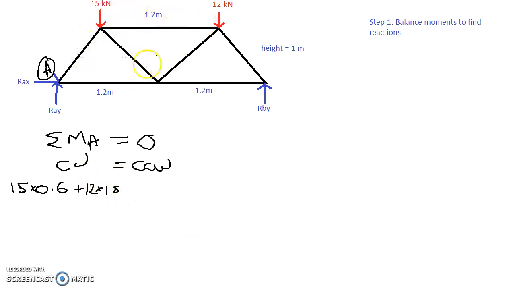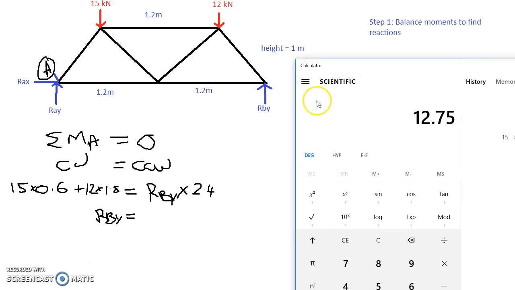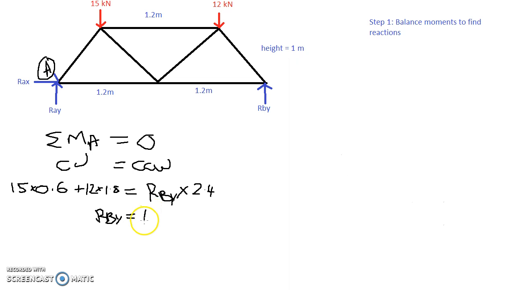All right, and they're the only forces we have going in a clockwise direction. Counterclockwise, we've got RBY times a perpendicular distance of 2.4. So there's RBY. Now I'm not going to go through the maths here. I'm going to pause the video and do the calculation. RBY has to be 12.75 kilonewtons. Now you guys should know how to find that. So here we have 12.75.